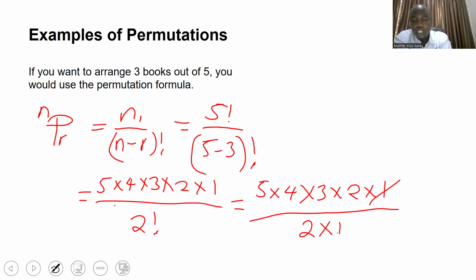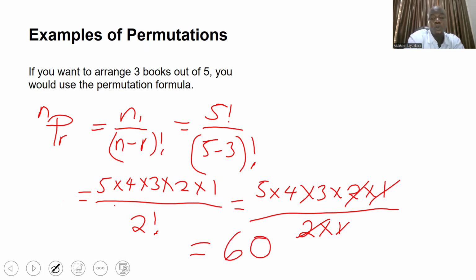So this 2 times 1 will take care of that part, and we are left with 5 times 4, which is 20. 20 times 3 is 60. So it means that there are 60 possible ways to arrange the 3 books out of 5. This is the permutation of 3 books out of 5, and this is the first example.